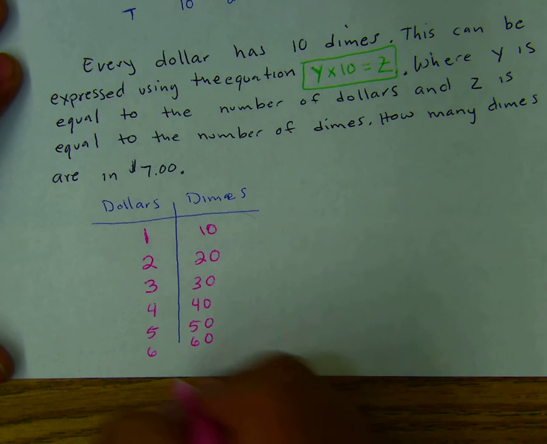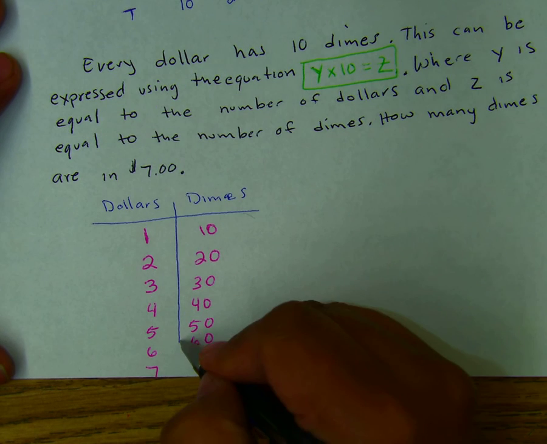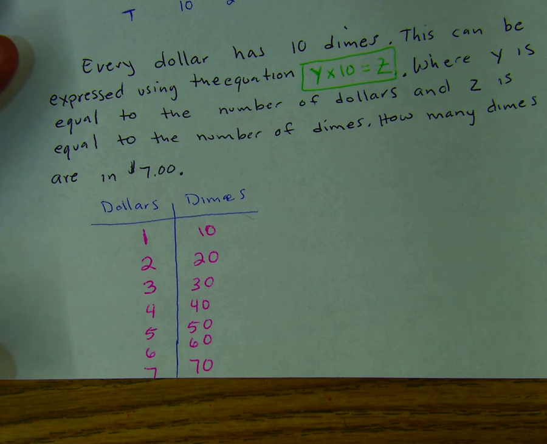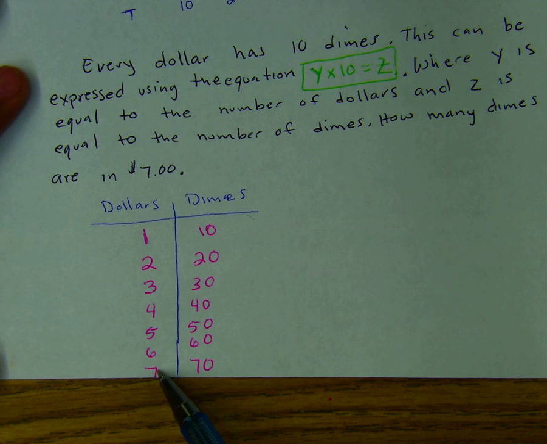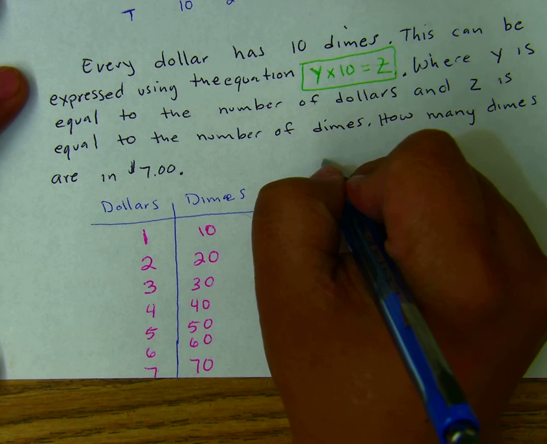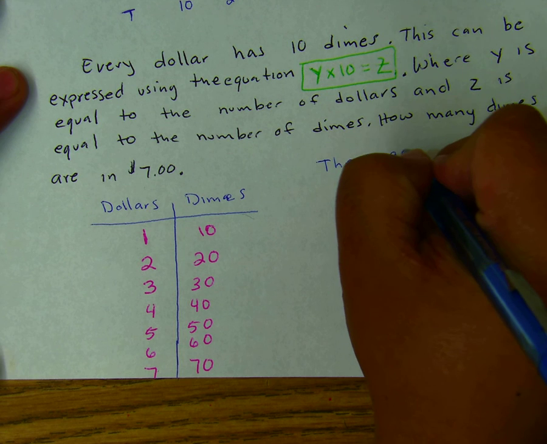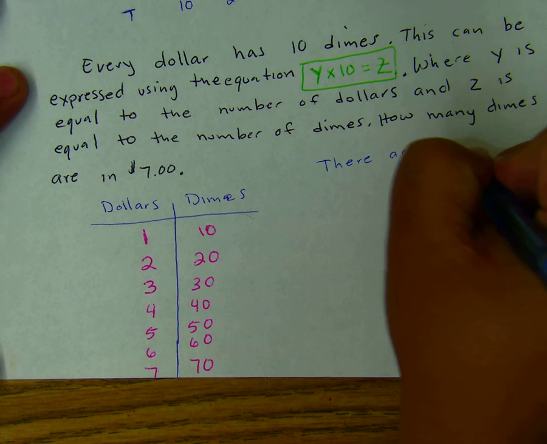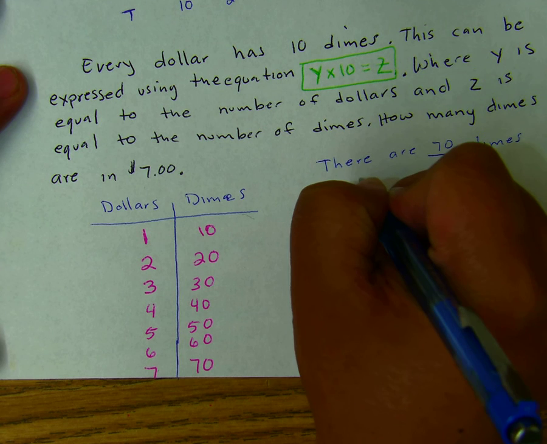If I have $6, that's 60 dimes. And if I have $7, that's 70 dimes. Okay? So I know that looking at my chart, if I have $7, I'm going to go down here, $7, then I have 70 dimes. So there are, please use the complete sentence, there are 70 dimes in $7.